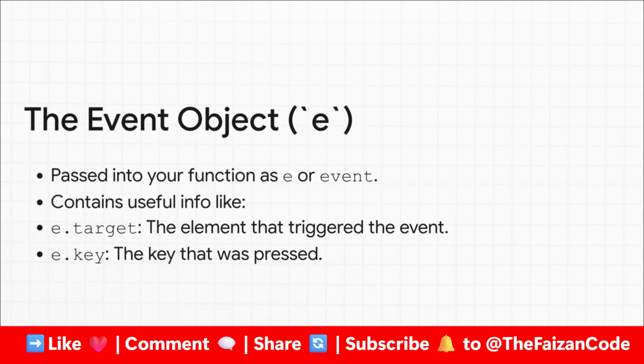Remember that little e we just saw? Do not ignore it. That is the event object, and it's like a treasure chest of info that comes with every single event. It can tell you exactly which element triggered the event with e.target, or which specific keyboard key was pressed with e.key. This little object is where all the juicy details are.